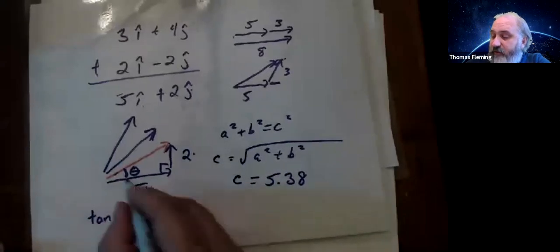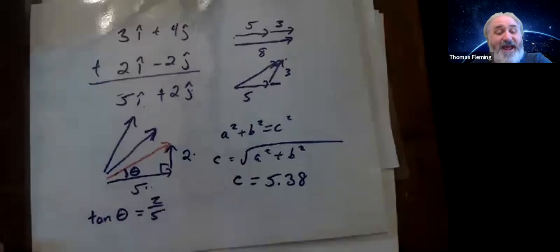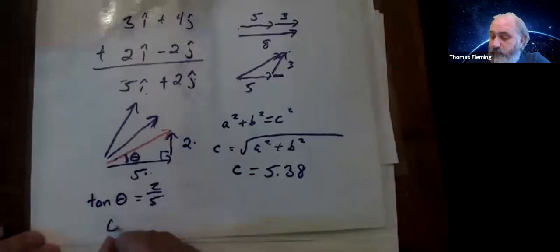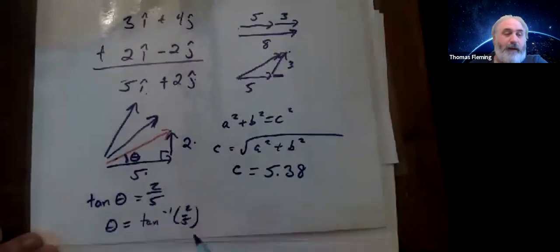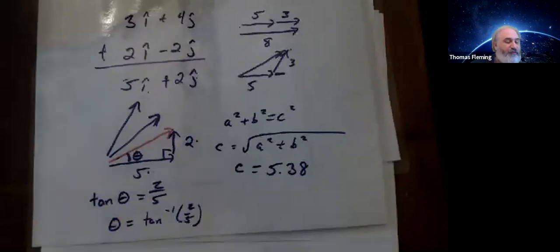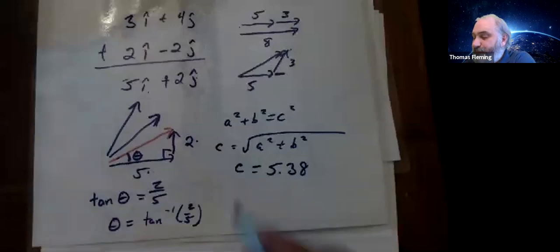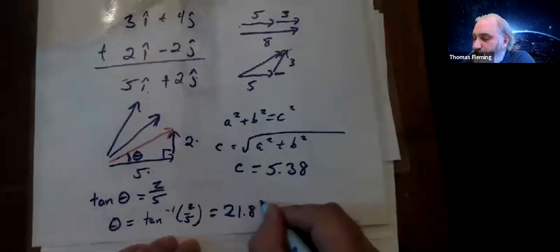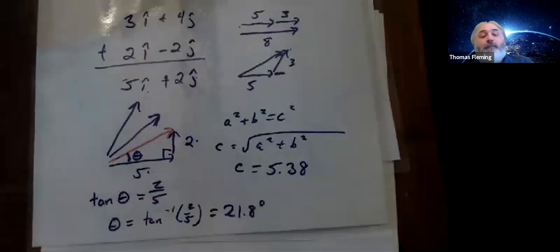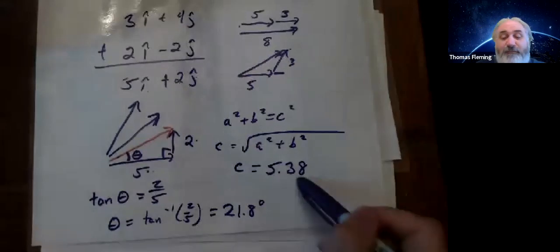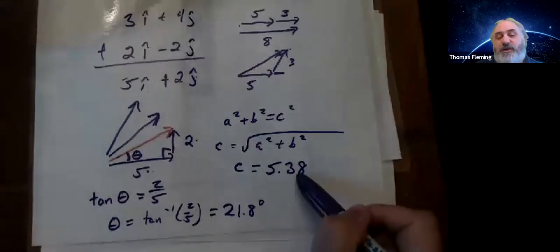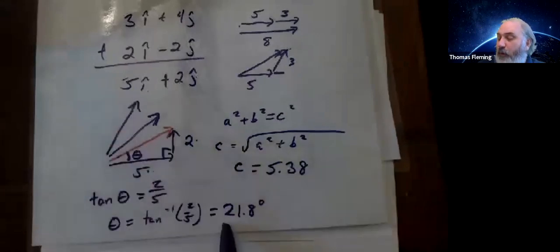So the tangent of theta is 2 over 5. And now that's something that I can solve. I will take the inverse tangent of 2/5, which is 21.8 degrees. So, if I were asked what is the magnitude and direction of this vector, I would respond that it has a magnitude of 5.38 units, and it is in a direction up and to the right at an angle of 21.8 degrees above the horizontal, right?